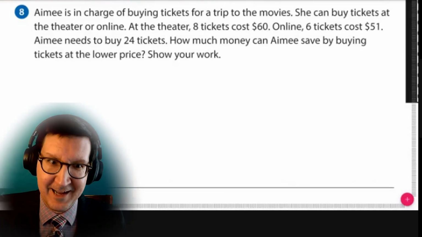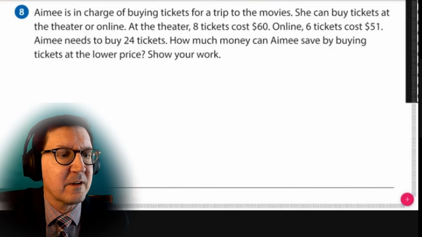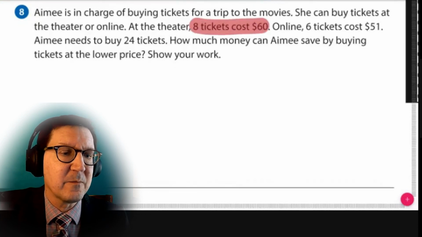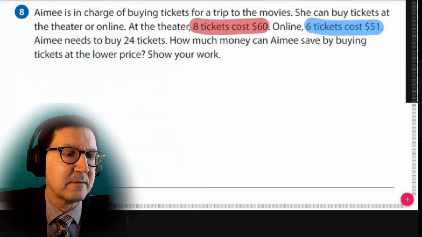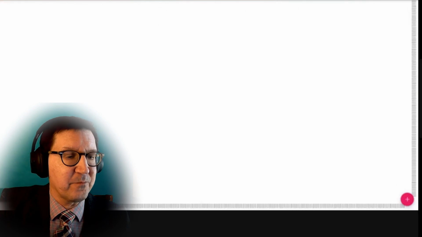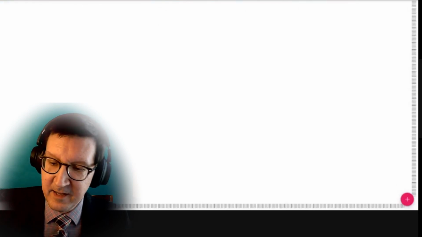Okay, welcome back. Let's see what we can do. Now let's pull our data out. We know that at the theater, 8 tickets are $60, and online, 6 tickets are $51. And we need to buy 20. So let's look at 2 different ways to figure this out, at the theater and online.